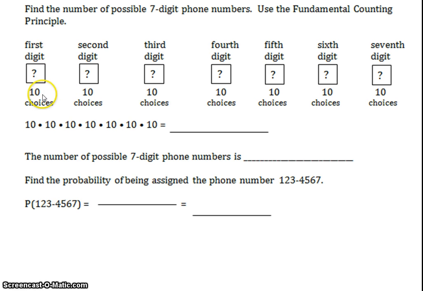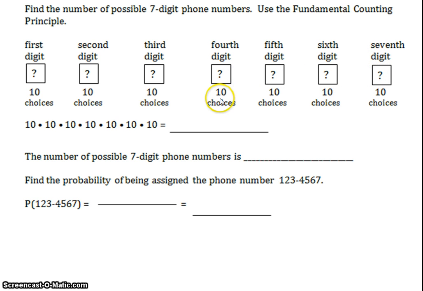For the first digit, there are 10 choices. We could have numbers 1 through 9 and 0, so 10 choices. The second digit, the same. We could also have 10 choices because the number could be repeated. The third digit, we would have 10 choices. The fourth, the fifth, the sixth, and the seventh digit each could have 10 choices.